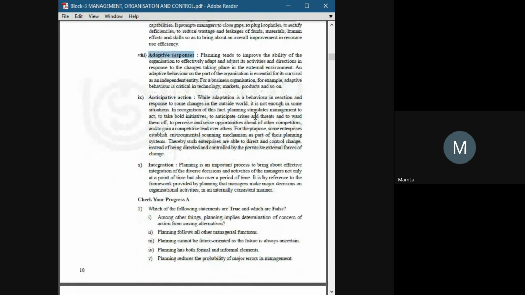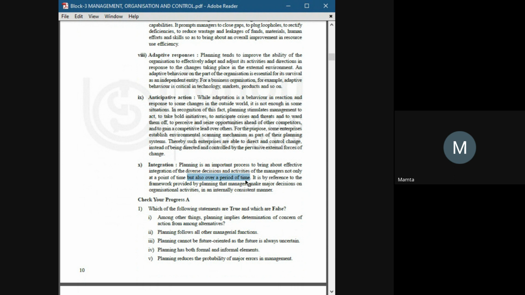Integration. Planning is an important process to bring about effective integration of diverse decisions and actions of the manager, not only at a point of time but also over a period of time. So these are some importance of planning.